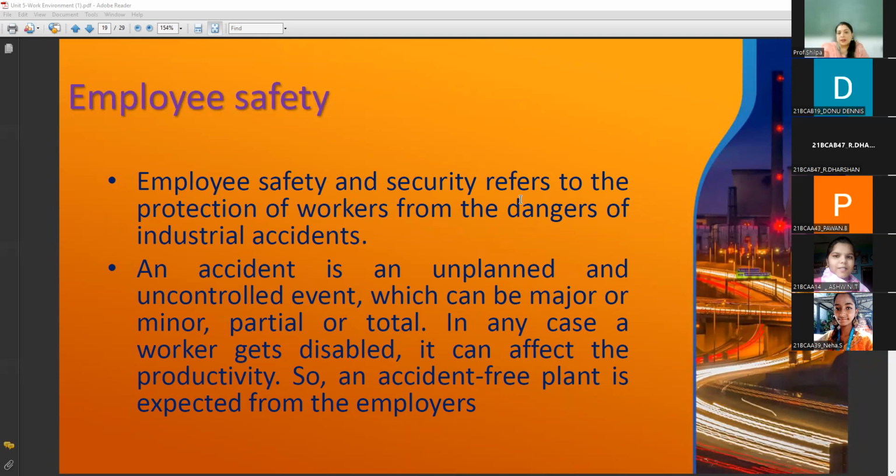Now, an accident is an unplanned, uncontrolled event which can be major, minor, partial, total, or, in case the worker gets completely disabled, it can also affect productivity. So an accident-free plant is expected from the employers. An accident is something which is unplanned and uncontrolled. It could be major, minor, partial, or total, and this may also disable a worker and affect the productivity of the company or organization. So an accident-free plant is the main expectation of all employers.